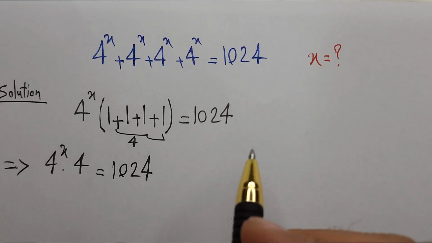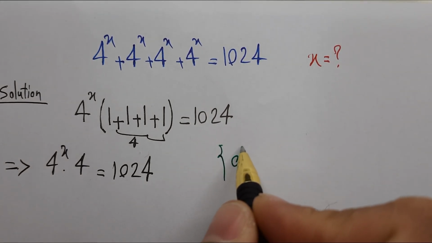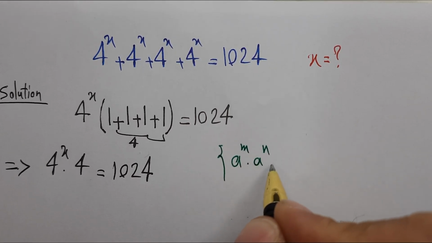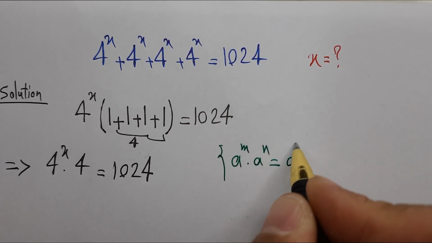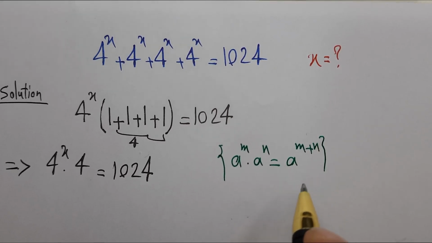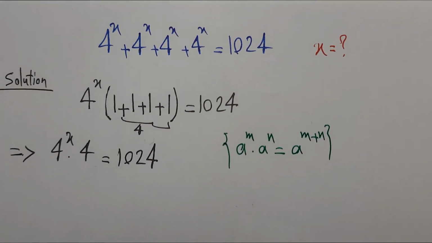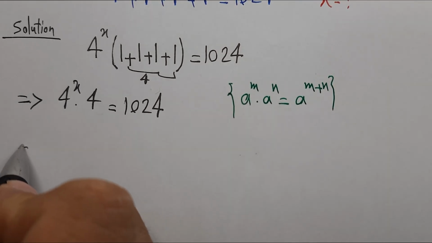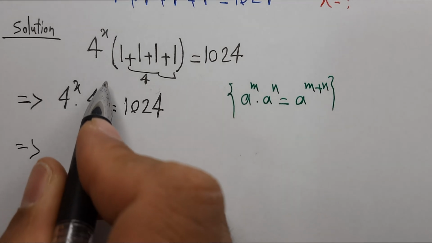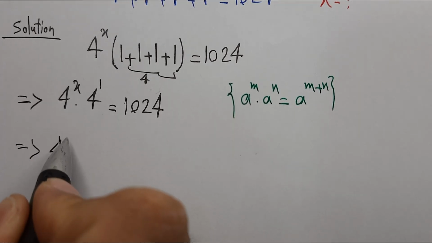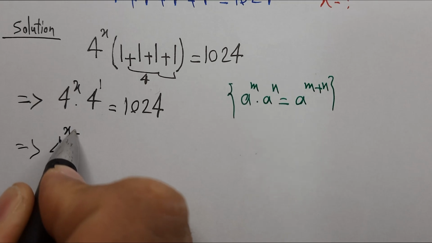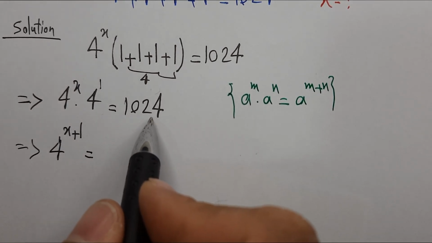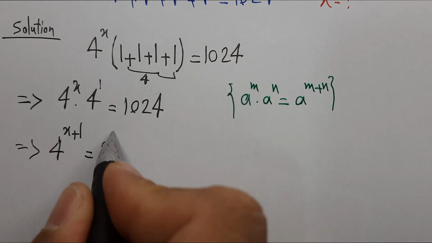Now here, as you know, if a power m times a power n is equal to a power m plus n, according to that, we can write 4 power x times 4 power 1. We can write that 4 power x plus 1 is equal to, we can write 1024 as 2 power 10.